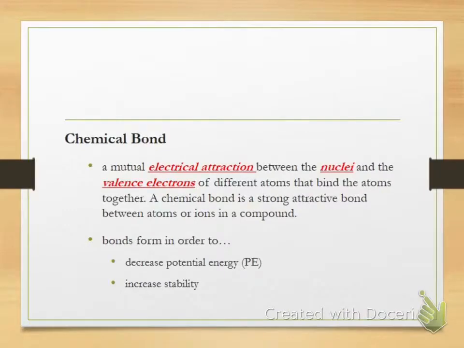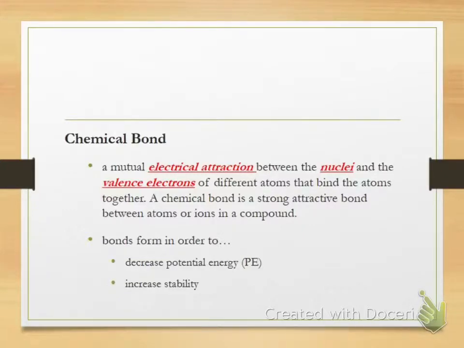So a chemical bond, and the words that you need to fill in your blanks are going to be underlined in red, okay? A chemical bond is the mutual electrical attraction between the nuclei and the valence electrons. Remember we said last time valence electrons are the electrons that are available to be lost, gained, or shared when they form compounds, okay? The chemical bond is a strong, attractive bond between atoms or ions in a compound, okay? And there's going to be three basic kinds.